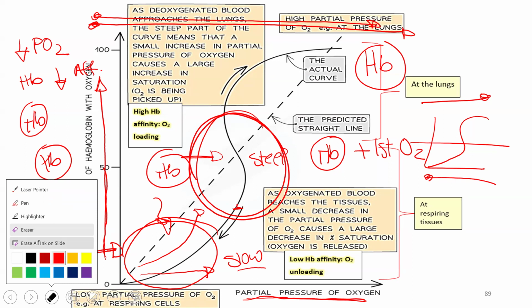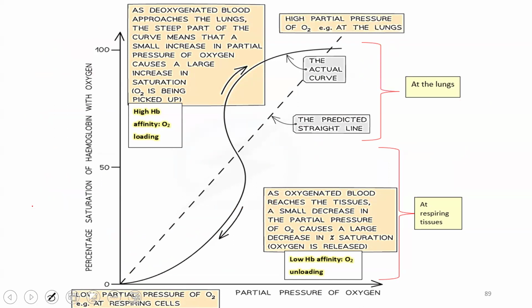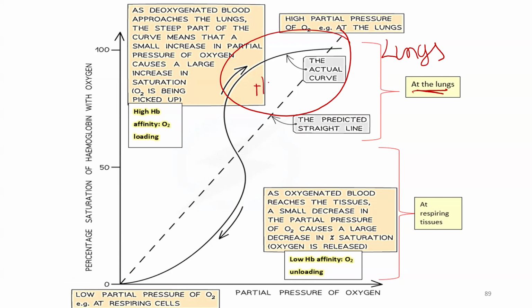And then we have the last part, this part here. Here is at the lungs. Why did I say it's at the lungs? Because I have already a very high partial pressure of oxygen, and the high partial pressure of oxygen is always found at the lungs. I can see that the hemoglobin is picking up the oxygen also, but slowly. It is very reluctant. Why? Exactly, because the hemoglobin is saturated with oxygen anyway.